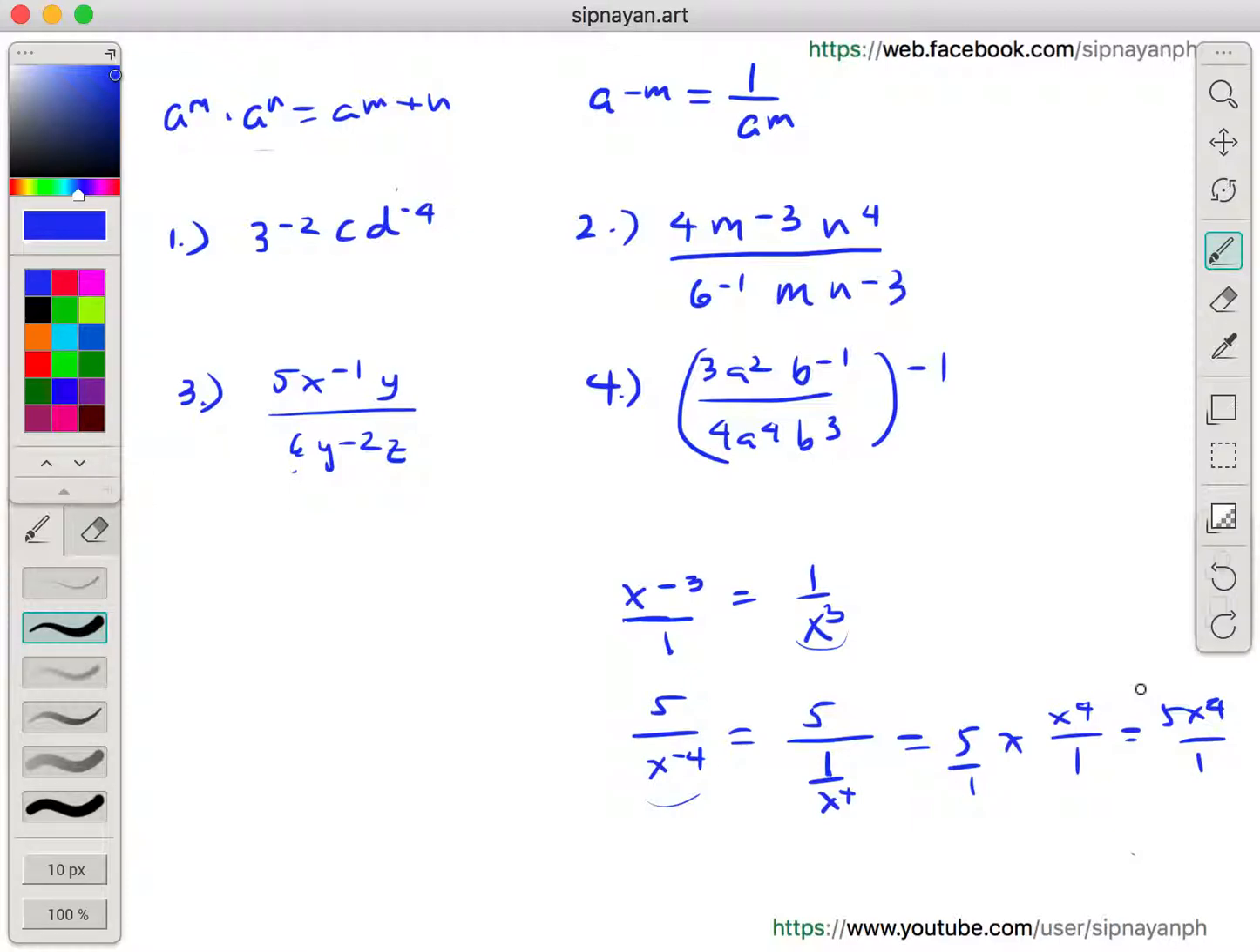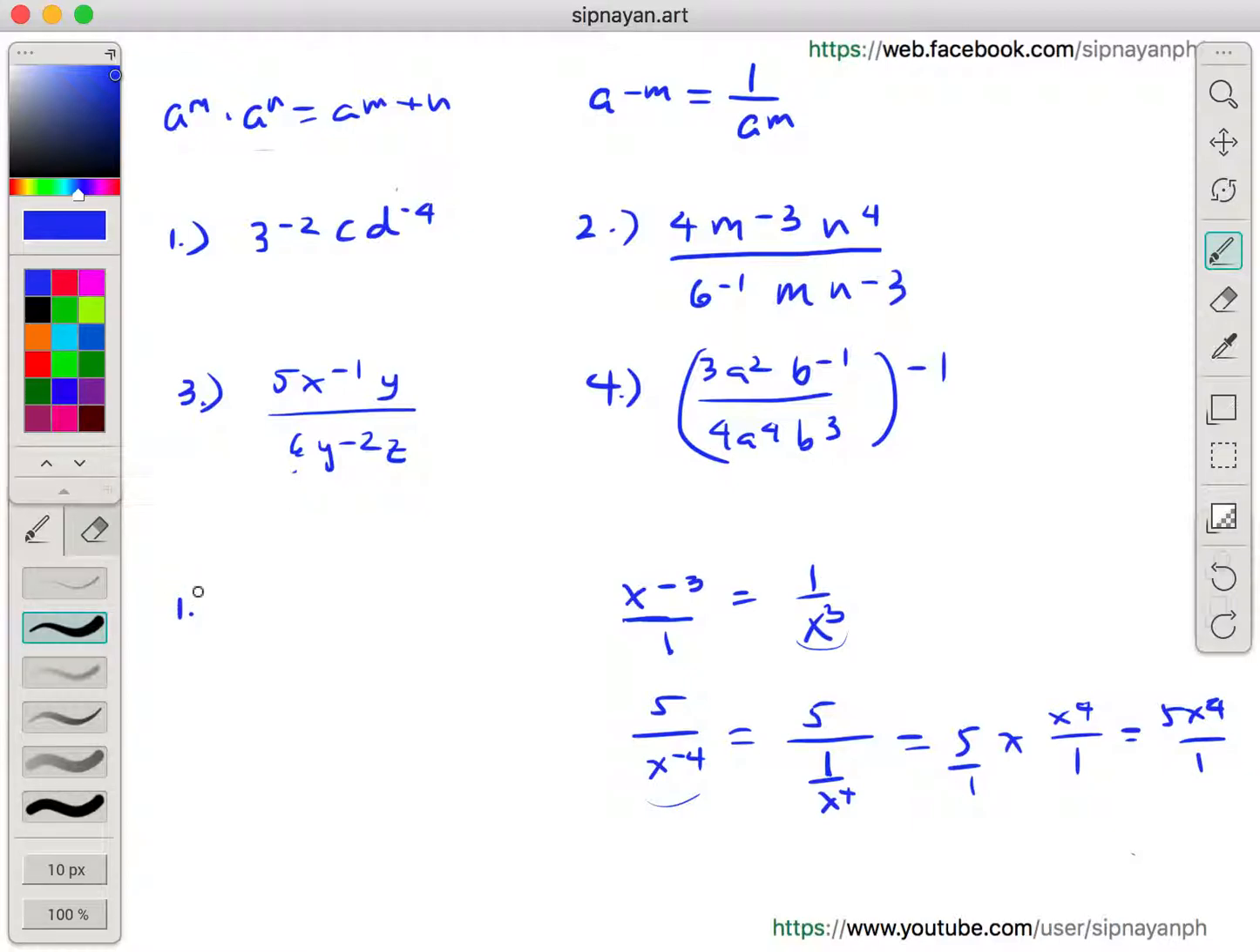Yun actually yung shortcut. Pero at least dito, pinakita ko sa inyo bakit siya nililipat. Kasi minsan, tinuturo lang nila, ililipat nyo yung pag negative exponent, lipat mo sa denominator pag nasa numerator. At the same time, pag nasa denominator, lipat mo sa numerator. Pero this is actually the reason why we have to move the expression from the numerator to the denominator or vice versa pag meron siya negative exponent. Yan yung pinaka-rule natin.